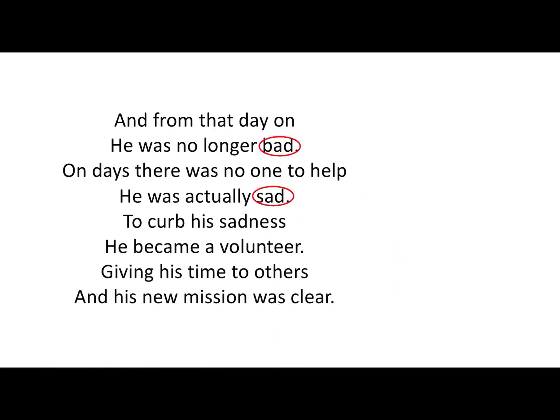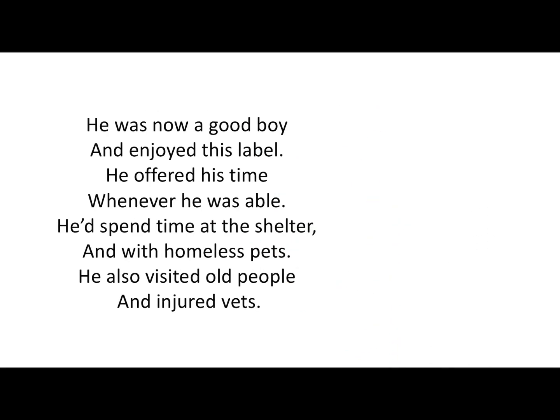Going on to stanza 4, we have the rhyming words bad and sad, volunteer and clear. B, B, F, F. So those first 2 sets of rhyming words were also in stanza 1. This is also 8 lines.